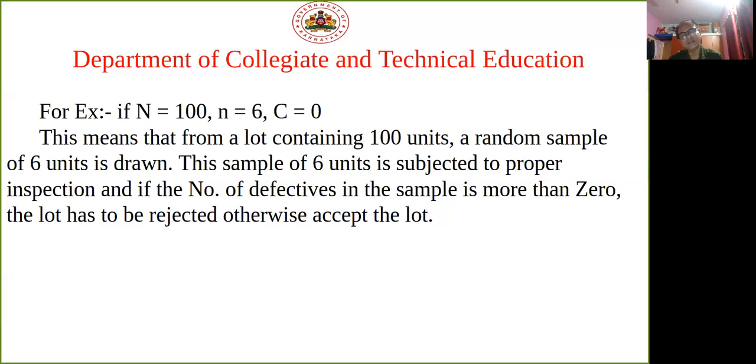So it means that in this plan, there should not be a single defect. There should be 0 defects. If there are 0 defects, only then the lot will be accepted. Otherwise, the lot will be rejected.